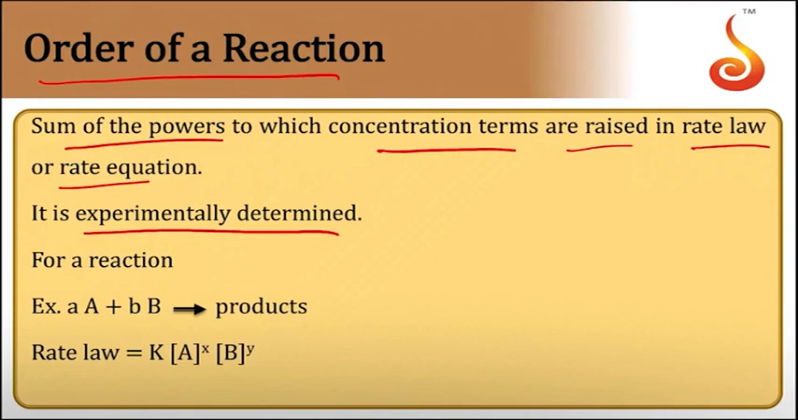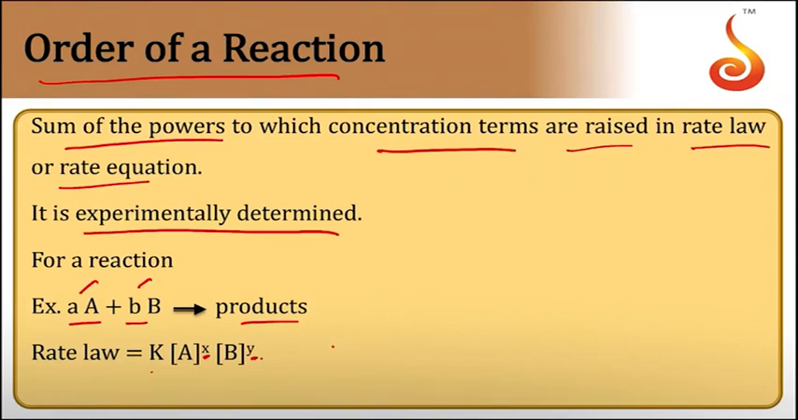Suppose we have a reaction like this: a moles of A plus b moles of B giving rise to products. Now the rate law will be given as rate = k[A]^x[B]^y. The terms x and y, that is the powers in the rate equation, need not be the coefficients of A and B in the balanced equation.